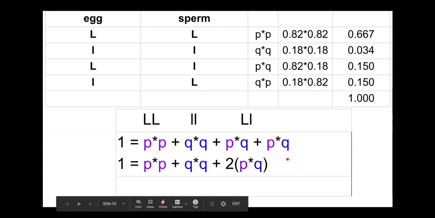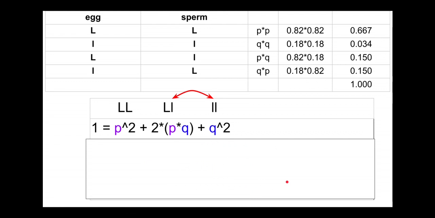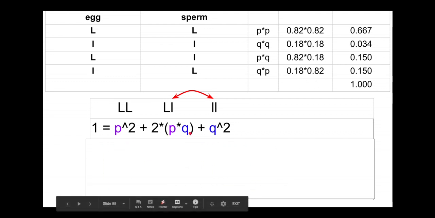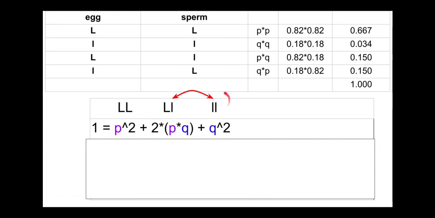And then usually we make this even more compact and we express it as 1 equals P squared plus Q squared plus 2 times P times Q. And that is our typical form of the Hardy Weinberg equation. Though sometimes you'll see it flipped around. We'll put it in the order of homozygous dominant, heterozygous, homozygous recessive. So we get 1 equals P squared plus 2PQ plus Q squared. It's often how it is shown.